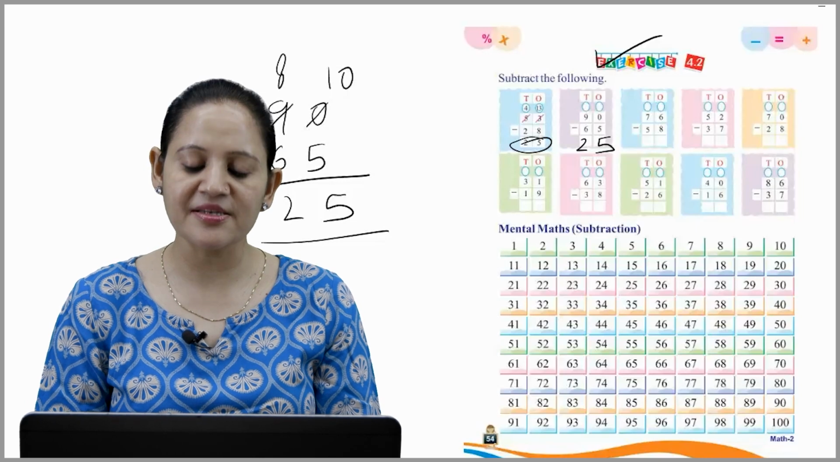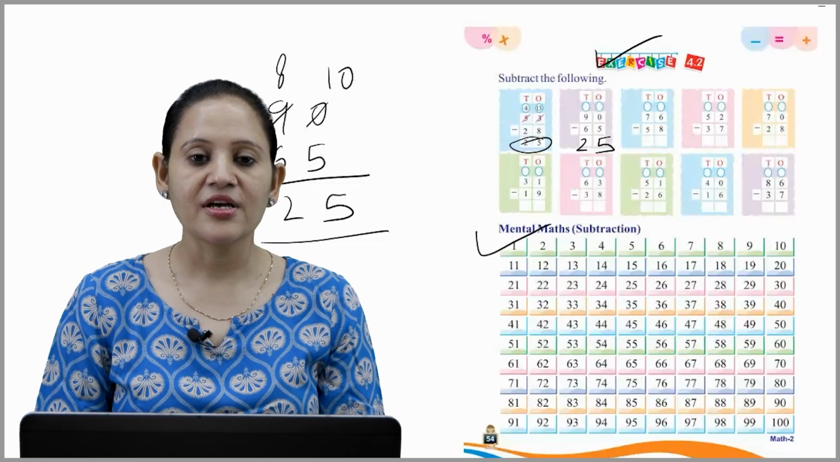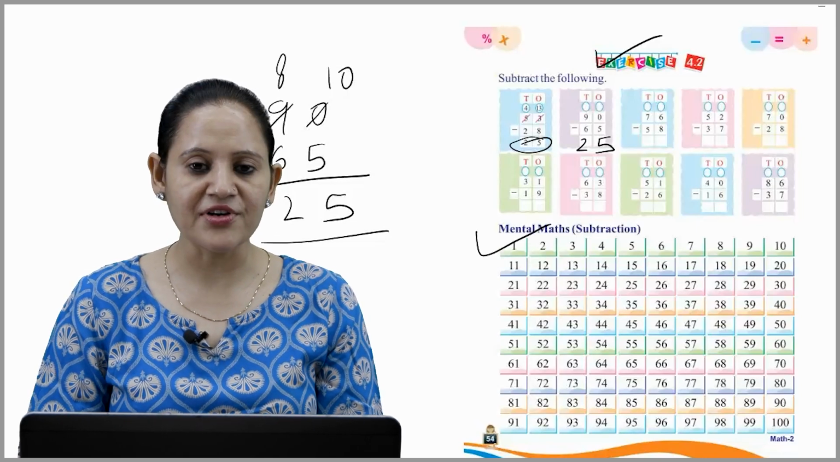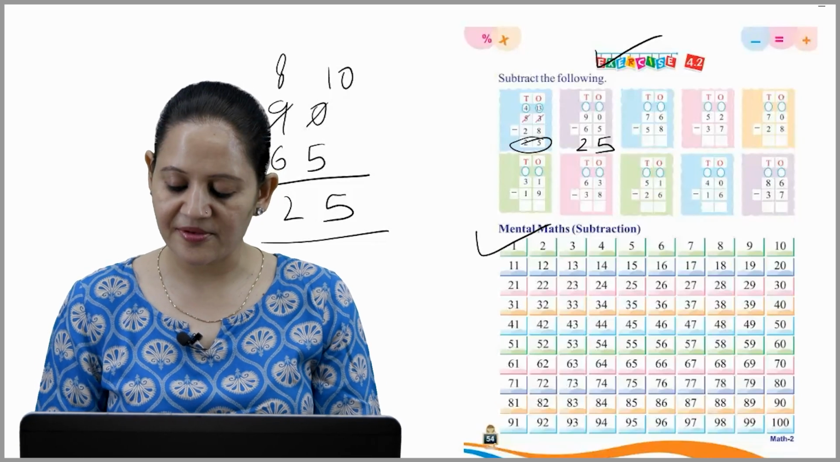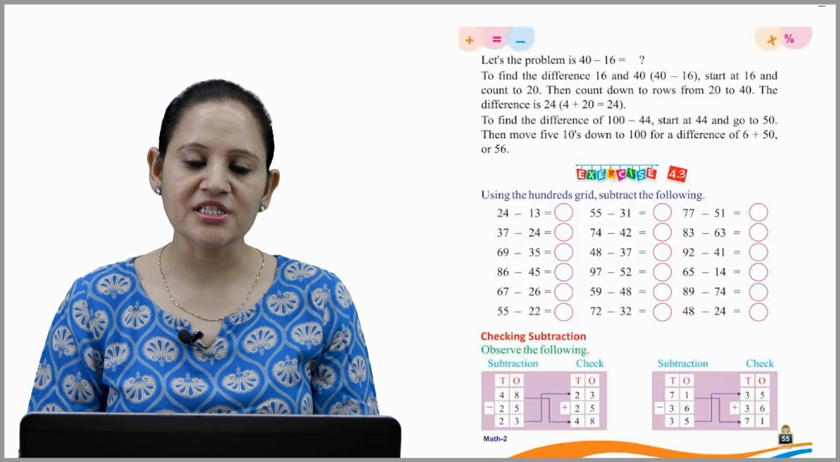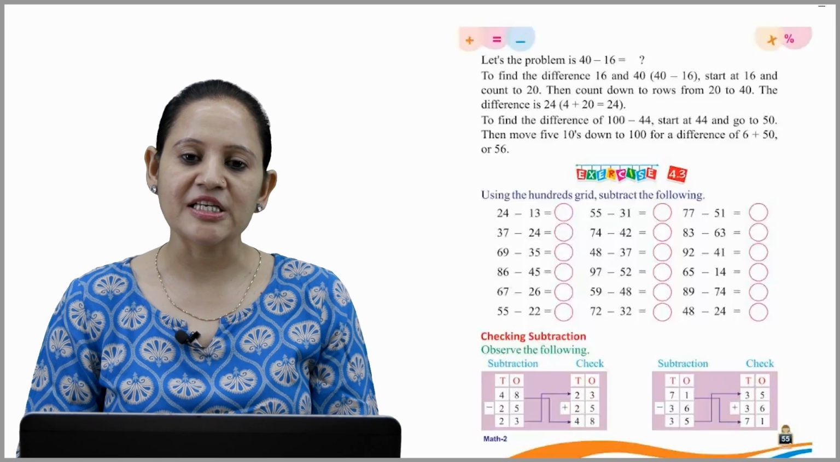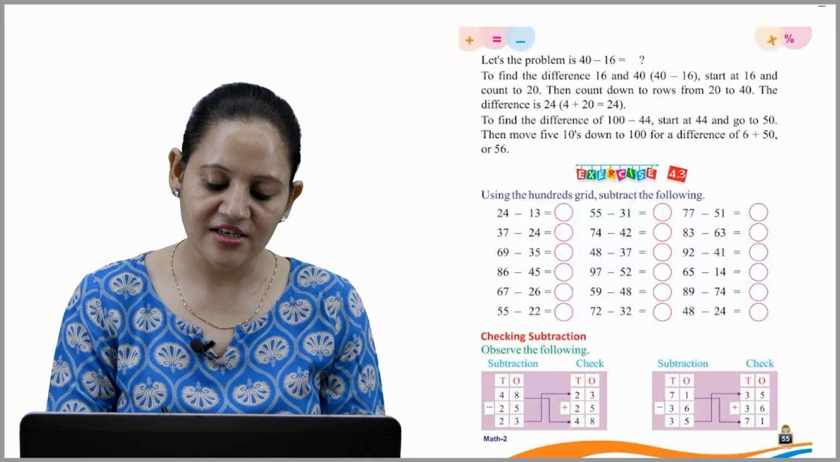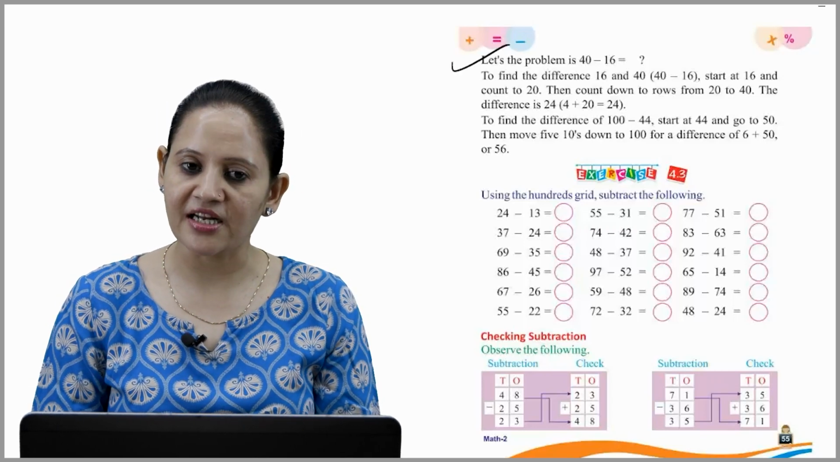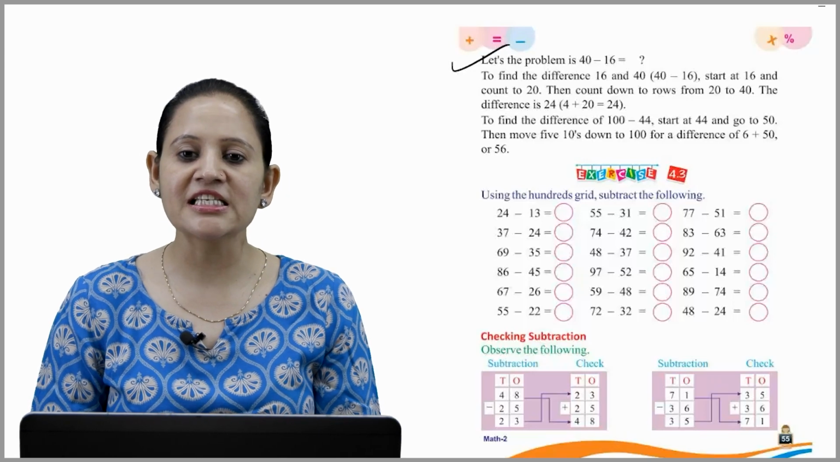Next is mental math subtraction. So here one grade is given. हमें इसमें subtraction करना है. So first question is 40 minus 16. So 40 में से 16 subtract करना है. So find the difference between 16 and 40.